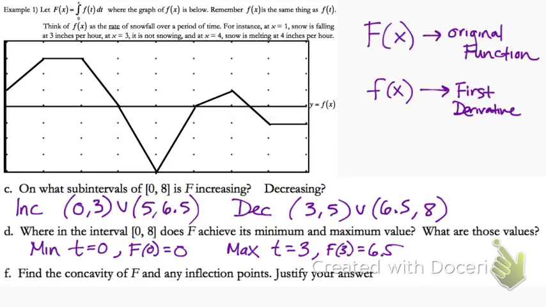And then last but not least, part F says, find the concavity of F and any inflection points and justify your answer. So remember, points of inflection are the maxima and minima on the derivative graph. So that would be this one right here. What's happening is that the derivative is increasing, which means that the original function is concave up. But then it goes flat, which means that the original function is still increasing, but at a constant rate. And then it goes down, so now it's concave down, so it's increasing at a decreasing rate.